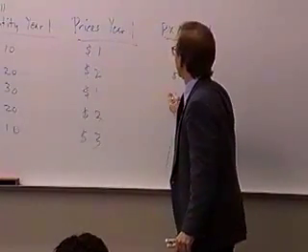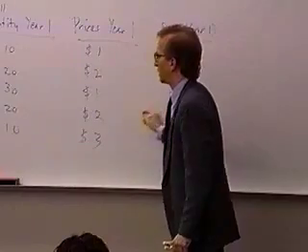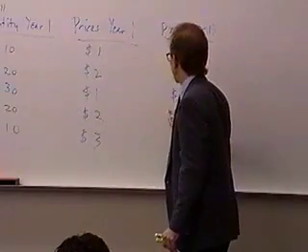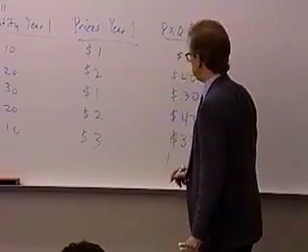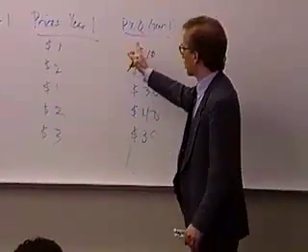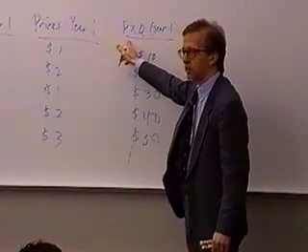30 times 1 is 30. 20 times 2, 40. 10 times 3, 30. This is all the goods we produce times their prices.